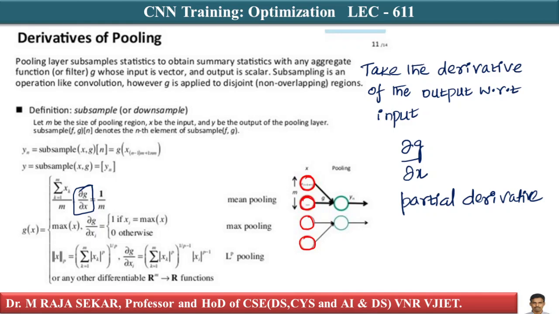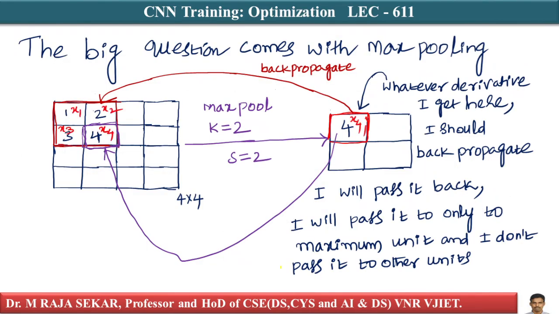I take the derivative of the output with respect to input. For example, G is the output, X is the input. I am calculating dou G by dou X, the derivative of output with respect to input. For simplicity, I represent these values as x1, x2, x3, x4. For example, let me assume 1, 2, 3, 4. Which one is maximum? 4. Therefore, according to max pooling, which value will you keep here? 4, that is x4.